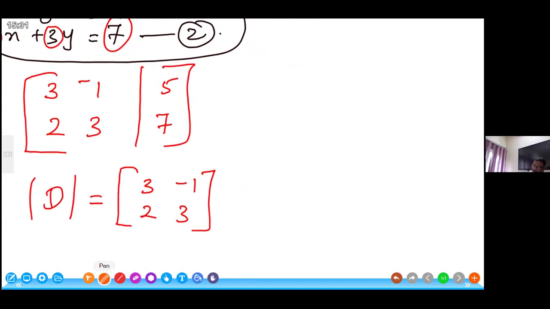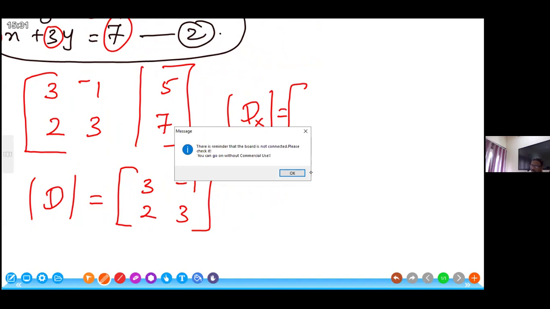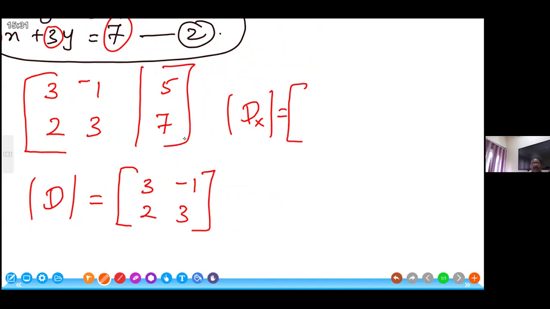Determinant of dx is considered as the x values being replaced by the equal values. For example, these are the x values. So that will be replaced by 5, 7, minus 1, 3.